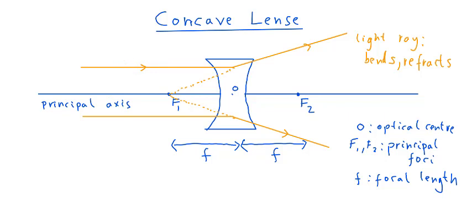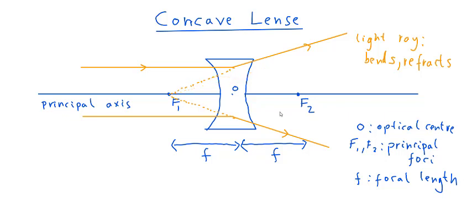So what I'm saying is that if I were to draw another ray coming in like this, it would bend something like this here, and it appears as though it's coming from here. Okay, so hopefully that's clear. Let me just get rid of that here.